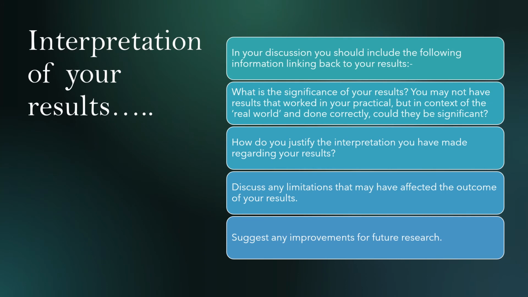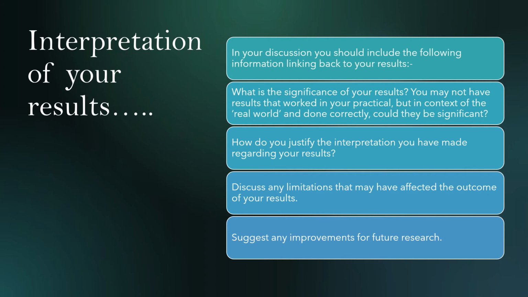Then we need to interpret it, and this interpretation is what goes in your discussion. So you should include the following information. So the significance of your results. You may not have results that worked in your prac, but in context of the real world, and if you were to do it correctly next time, they could be very significant. And then how do you justify the interpretation you have made regarding your results? You might have a different interpretation of those results than another group member, so make sure you justify your own interpretation of those results. And then look at limitations.